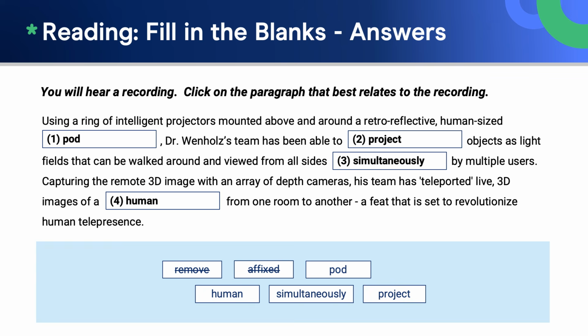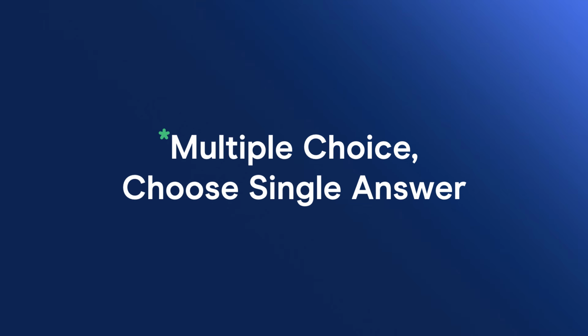The final answer is human, as in 3D images of a human. Because we'd used the noun pod, it was really the only option left. That one was pretty challenging. It really required you to understand the meaning of the text in order to select the correct words to complete the phrases. All right, let's do a couple of multiple choice, single answer questions now.